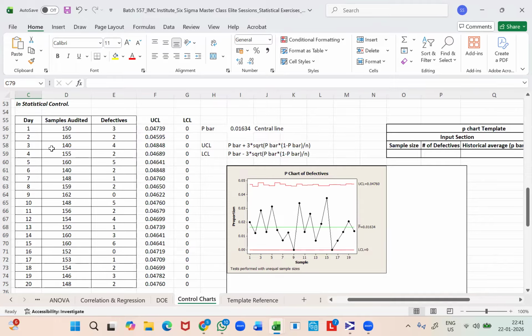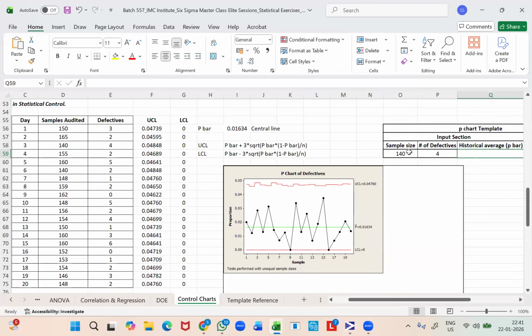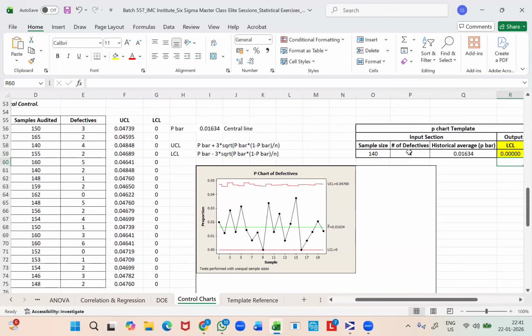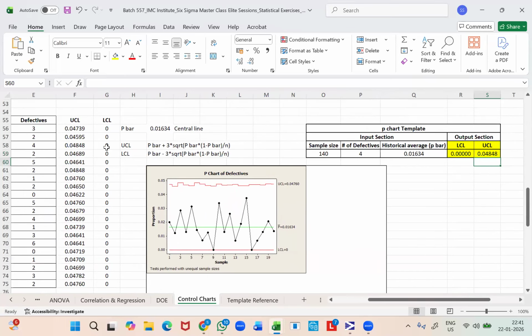We will pick the data pertaining to the 3rd day. Say 140 is the samples audited. So sample size is 140. Number of defectives is 4. And the historical average, which is the P-bar value, is 0.01634. And we find the LCL to be 0, which is the case for the 3rd day, not only for the 3rd day, but for all the 20 days. And UCL is 0.04848. Perfect. Right? So I can make use of this template for calculating LCL and UCL for a P-chart scenario.